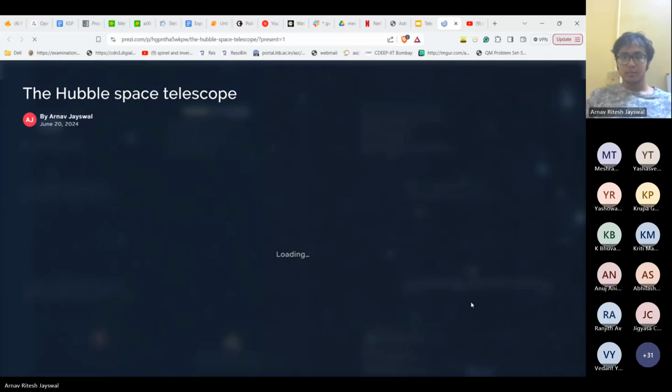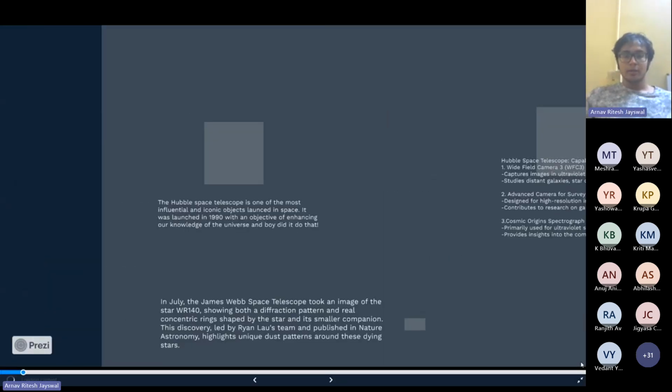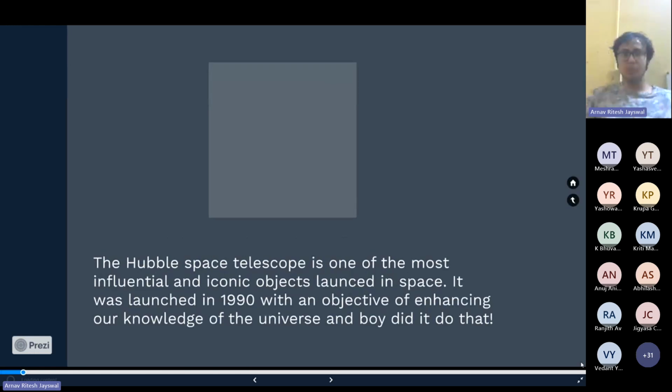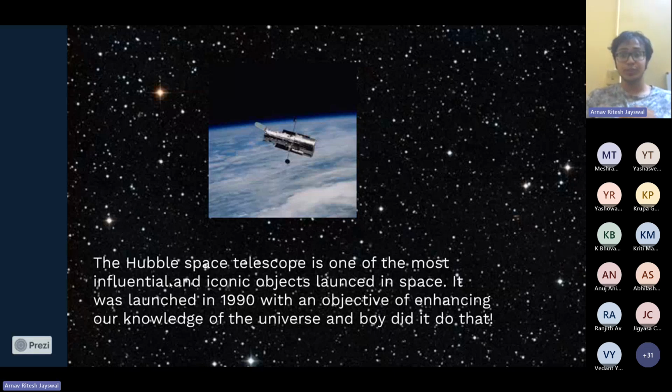So let us start with the Hubble Space Telescope. So this is a photo of the Hubble Space Telescope. And the Hubble Space Telescope is obviously one of the most influential and iconic objects ever launched into space. I mean, probably every other great astrophotograph you've seen is from the Hubble Space Telescope. The amount of information it has given us about our universe is insane and unparalleled, and it is just iconic, to just put it in one word.